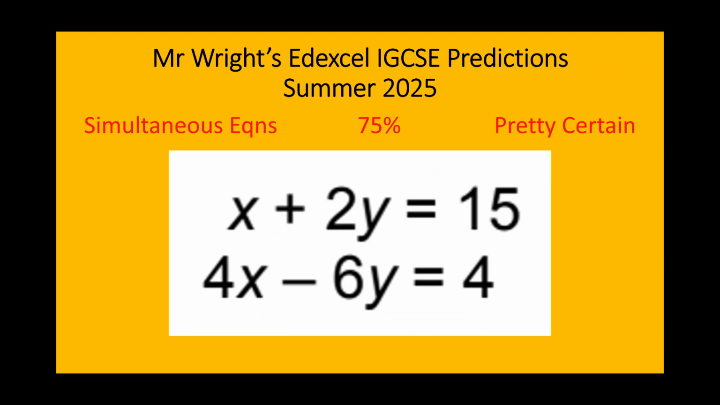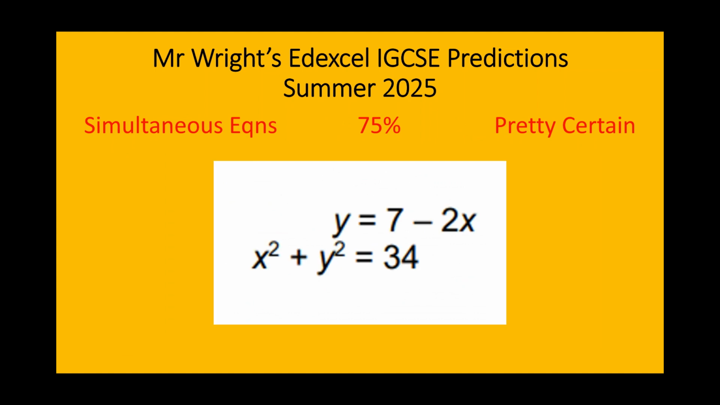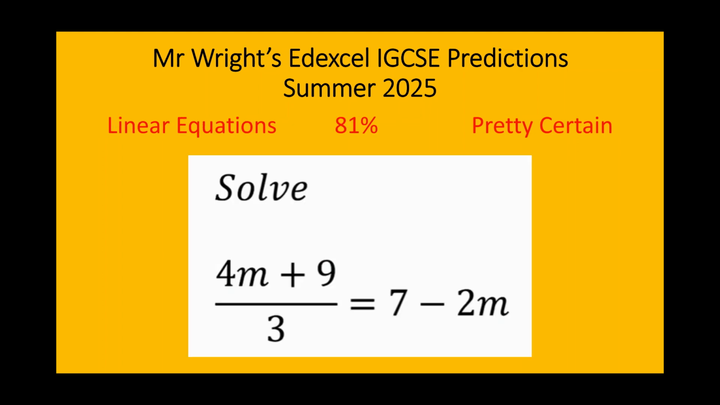Simultaneous equations. Simultaneous equations come up at least once across the two papers. Generally, they come up twice in my experience, although the percentage is 75%. So they come up at least once, if not twice, across the two papers. Often there's a linear simultaneous equations question, like this one. Personally, I'd make the coefficients on the x's equal and then subtract. And often there's a question which involves solving simultaneous equations when one of them is quadratic. If you're going for a top grade, make sure you're fluent on these.